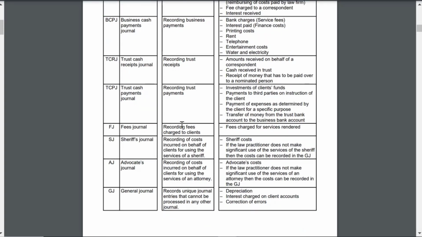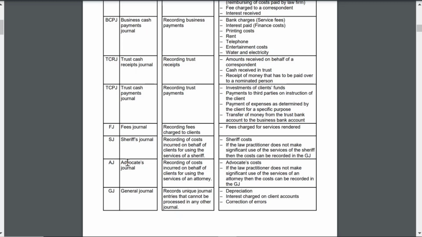There is a Fees Journal used to record fees charged to clients. There is a Sheriff's Journal. It is used for recording costs incurred on behalf of clients for using the service of a sheriff. The Advocates Journal is used for recording costs incurred on behalf of clients for using the service of an attorney, and there is a General Journal.